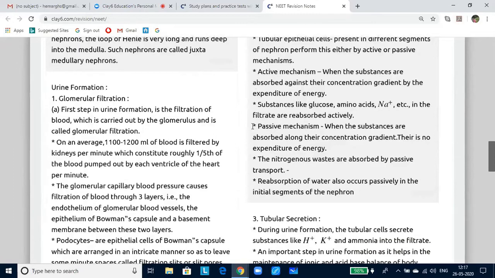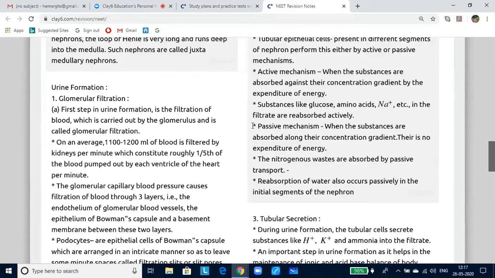The glomerular capillary blood pressure causes filtration of the blood through 3 layers, that is the endothelium of the glomerular blood vessels, epithelium of Bowman's capsule, and the basement membrane between these 2 layers. Epithelial cells of Bowman's capsule called podocytes are arranged in an intricate manner so as to leave some minute spaces called filtration slits or slit pores.